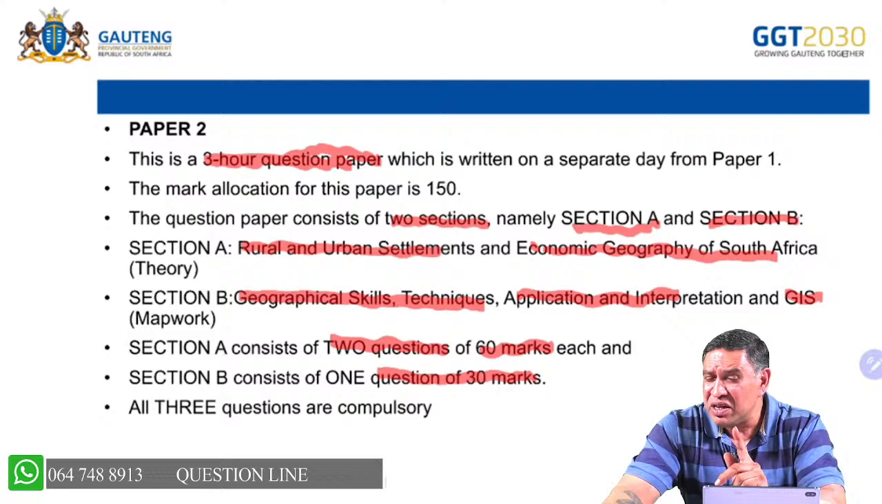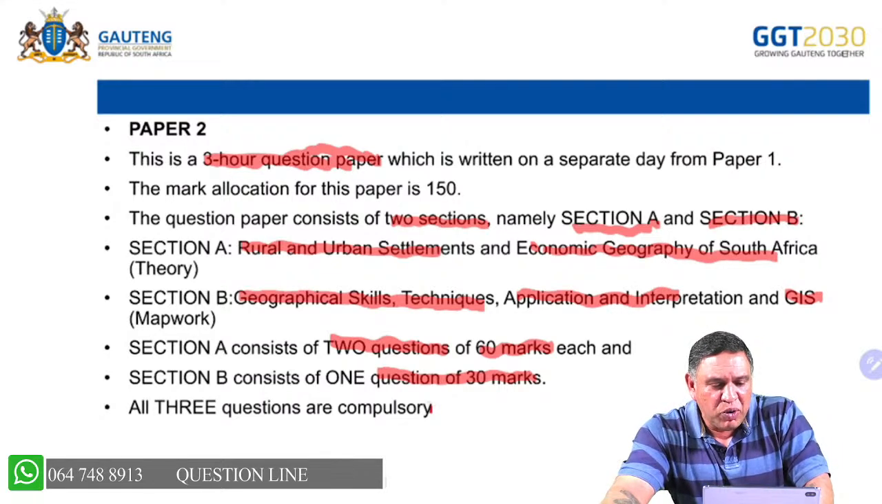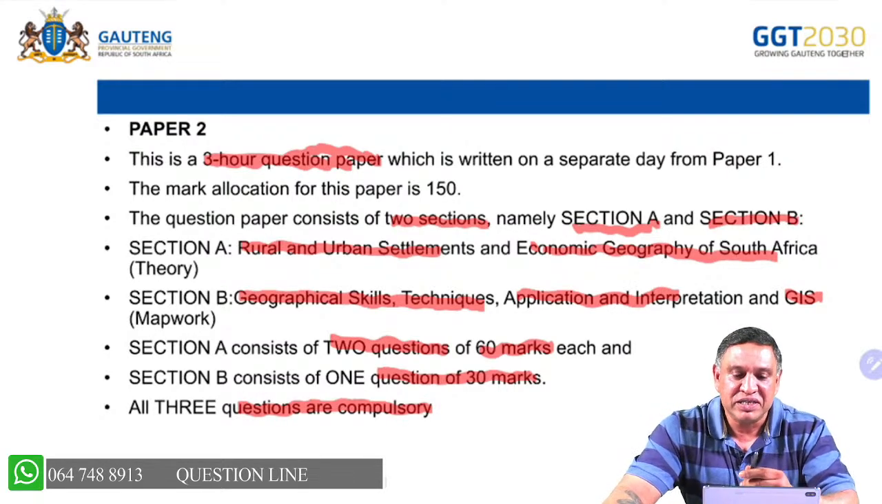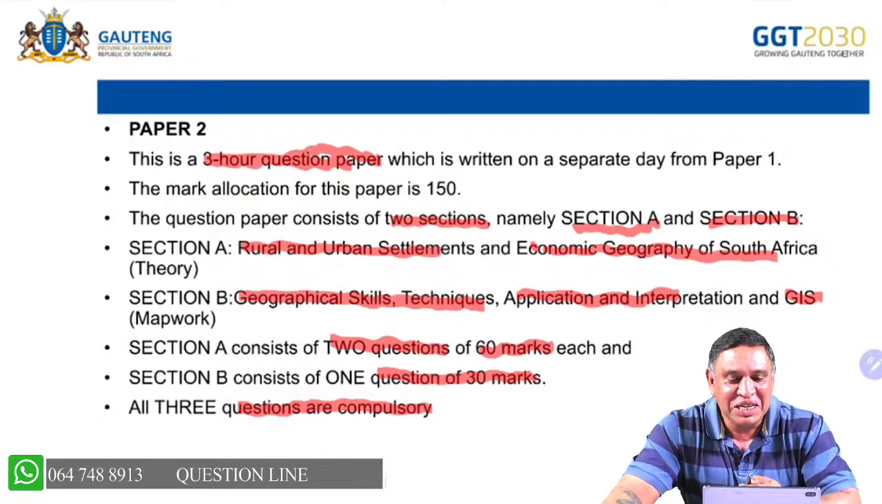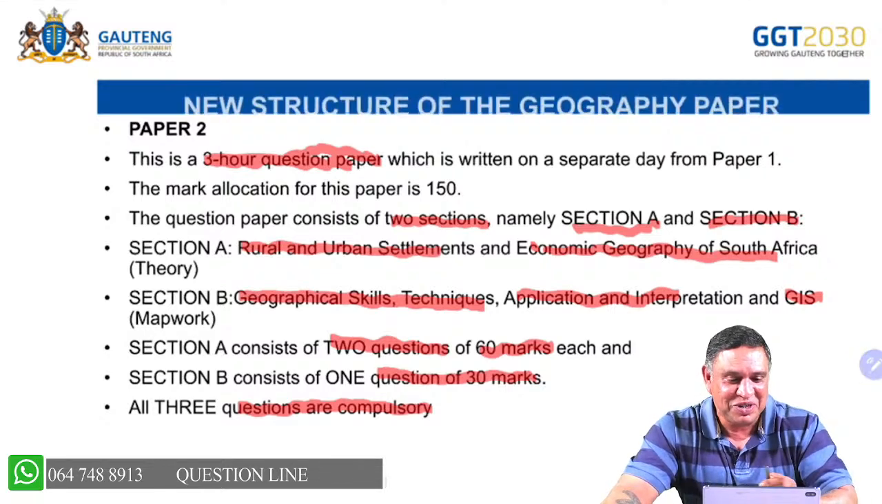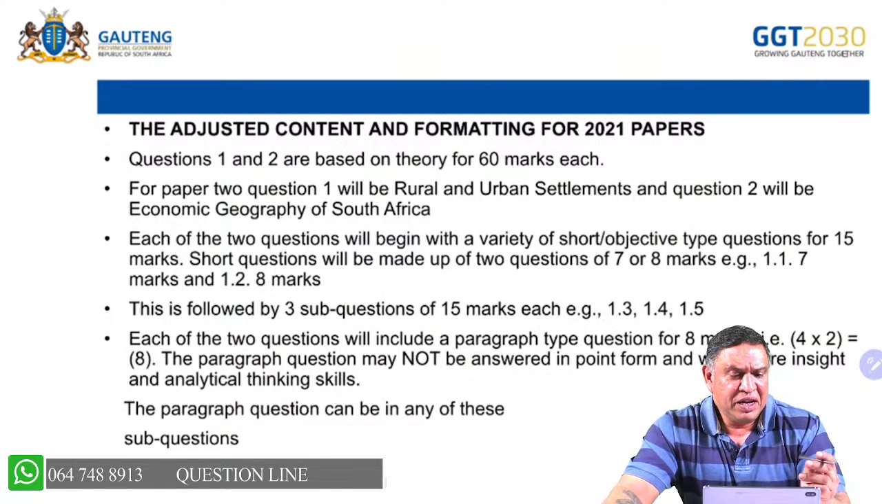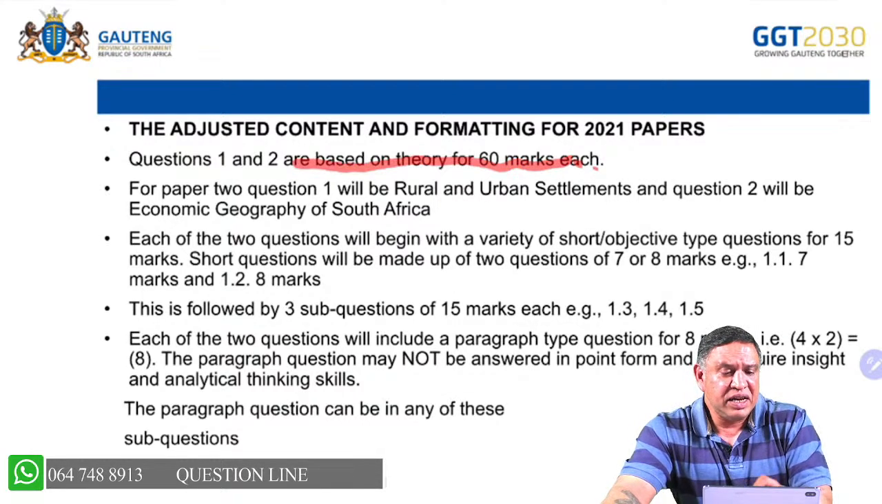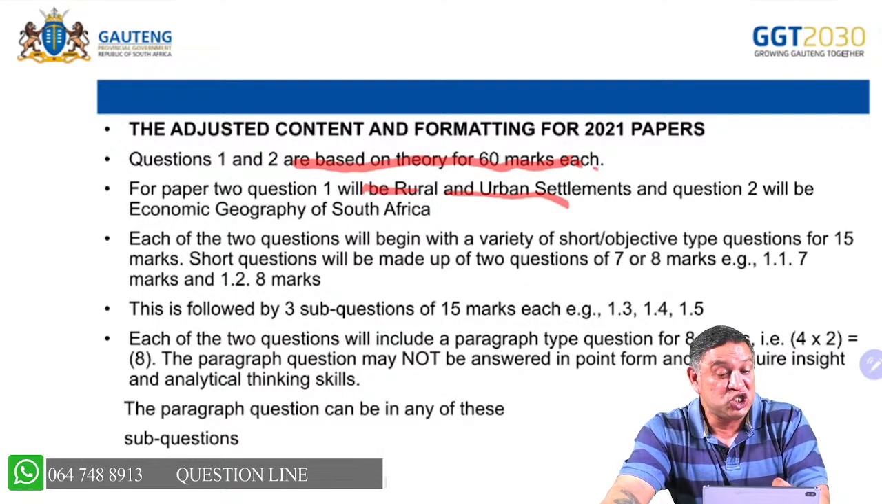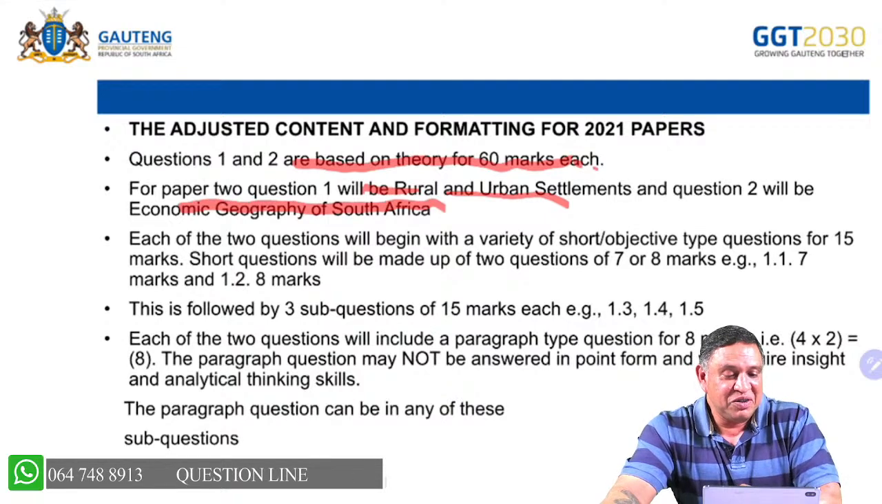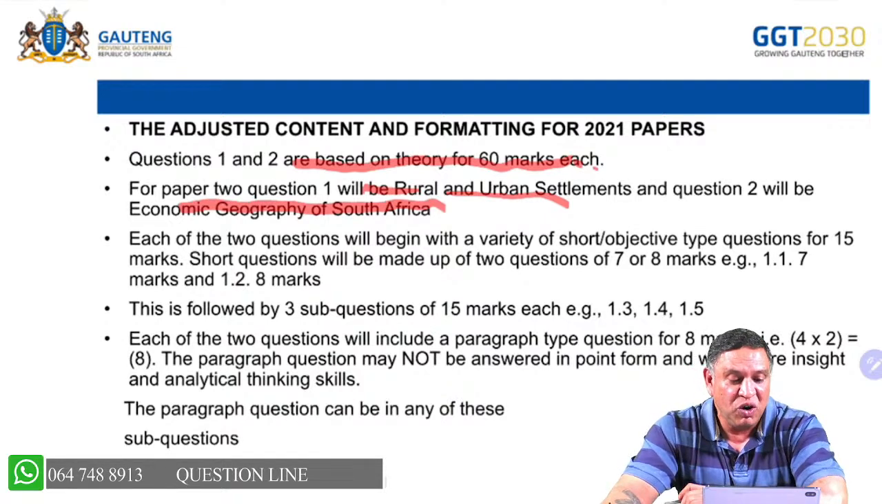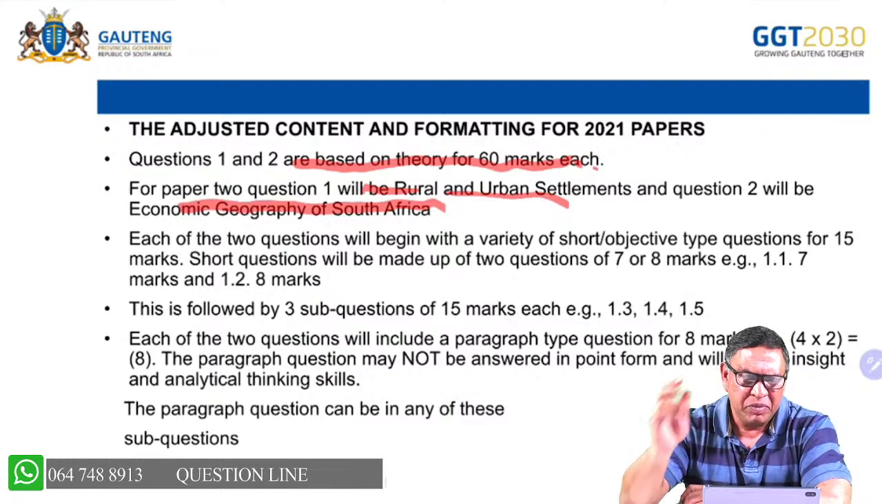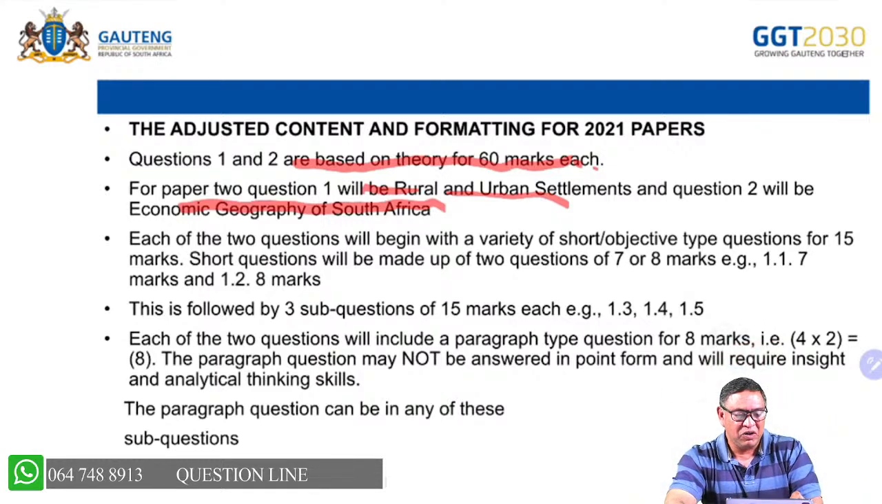Another point to note, learners, is that all questions are now compulsory. Please note that. Don't leave out any question, because what's going to happen is you're going to lose a lot of marks. No choice questions. Okay. Now, as I said to you already about the 60 marks, all right, and the question 1 will consist, I shot the gun here, of urban and rural settlements and economic geography of South Africa. Let me put my glasses on so I can make a spectacle of myself.